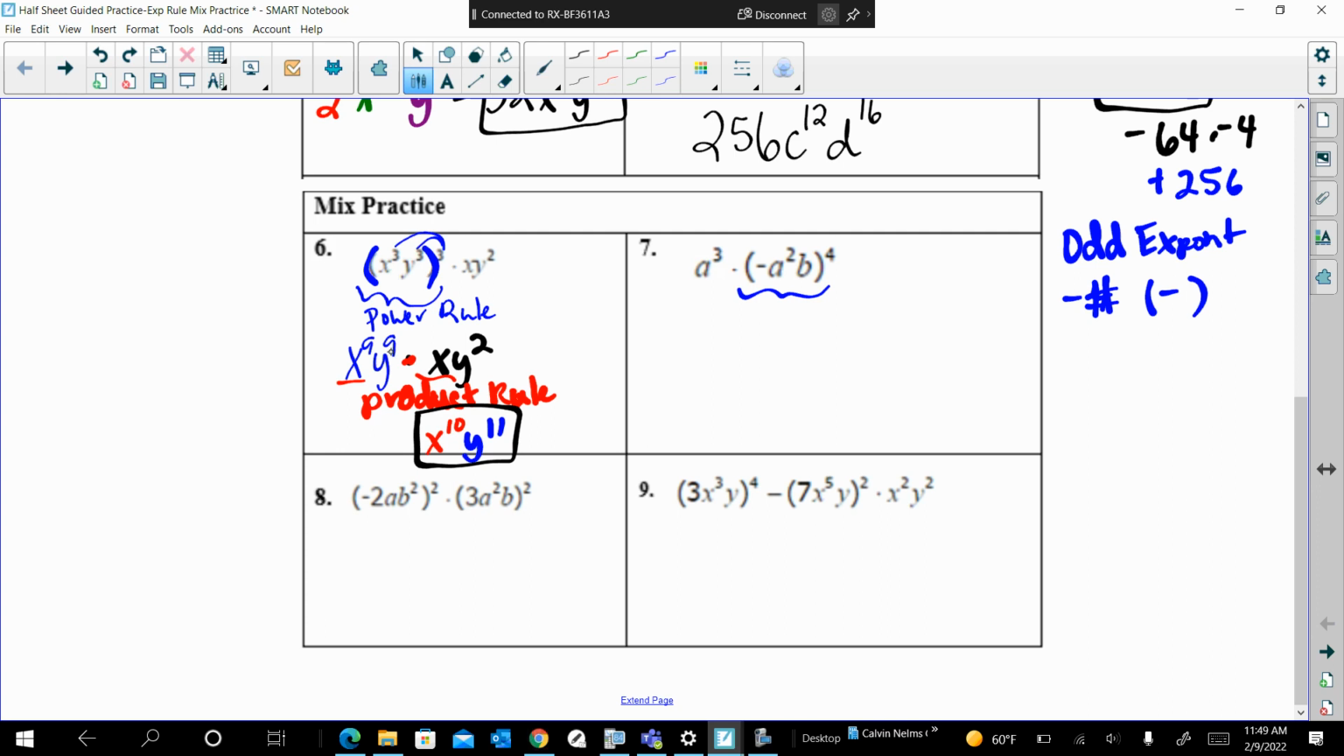All right, hopefully we have a negative a to the 8th, b to the 4th. I'm distributing the 4 to each variable, the exponent. And I'm now just going to take that and multiply it to a to the 3rd power.